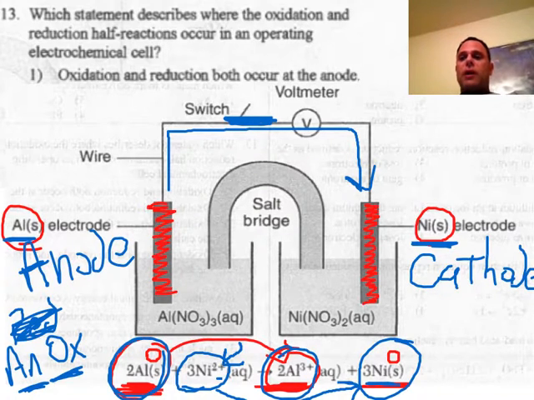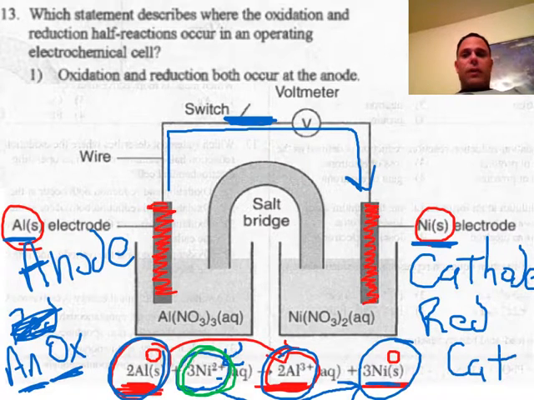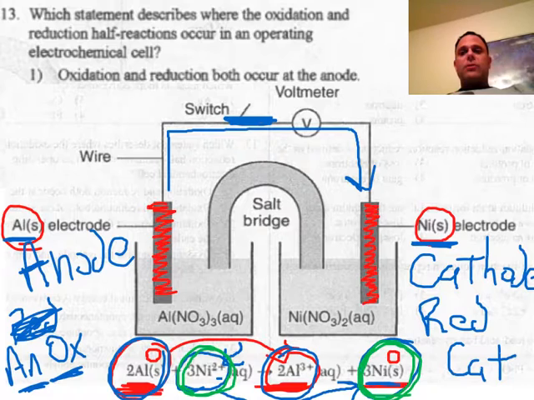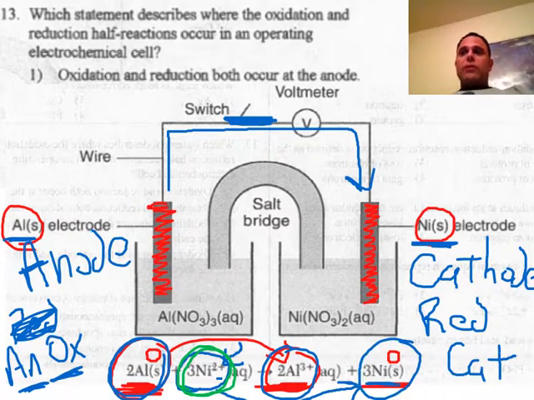And on the right side, we say red cat, which means that reduction is happening at the cathode. Reduction, it is gaining electrons. And that is confirmed with below, where the nickel at +3 gained electrons for its oxidation number to drop down to 0. Now let's see if we have any answers that match this. Let me undo a lot of this drawing so we could examine the questions again.